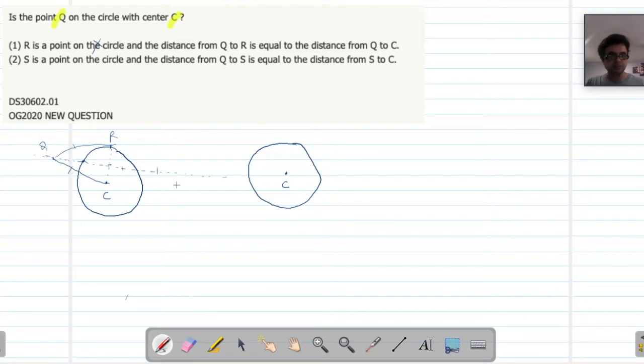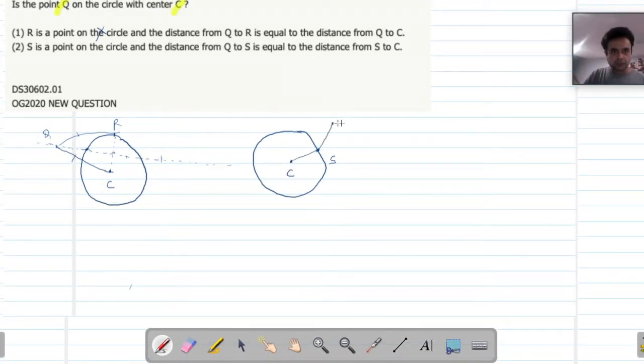Let's go to statement number 2. This gets tricky because the comparison is a little different. S is given to be a point on the circle, so let's just put S somewhere, which is not the same as R. And it's given that Q to S is equivalent to S to C. So the distance between Q and S is equivalent to a different distance between S and C. So now S is the focal point and the distance between C to S. So this is where Q could be.